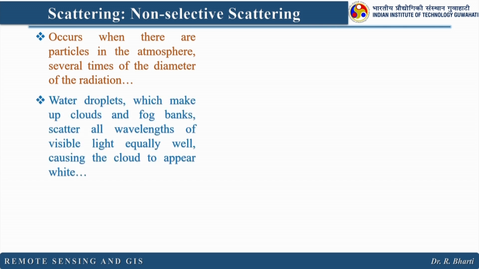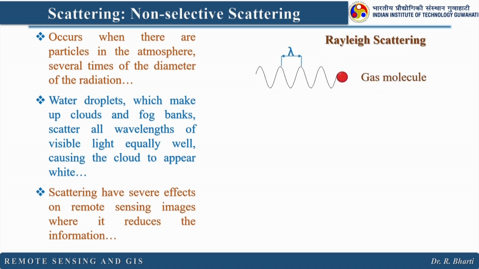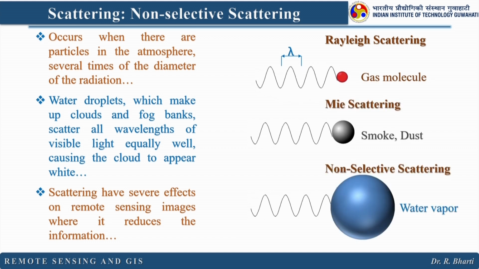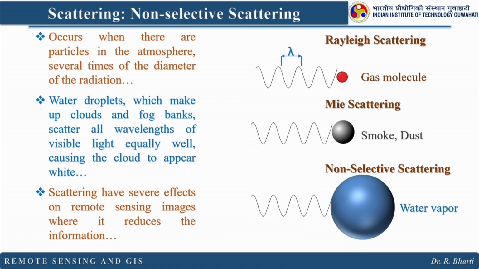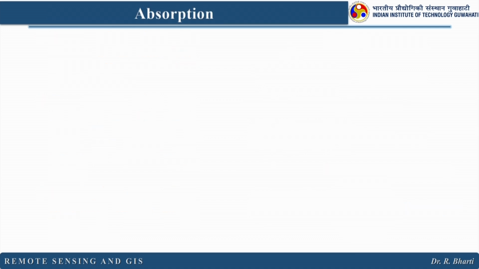Water droplets which make up clouds and fog banks scatter all wavelengths of visible light equally well, causing the clouds to appear white. Scattering has severe effects on remote sensing images, where it reduces the information. Here you can see the example of Rayleigh scattering and Mie scattering and then non-selective. So, this is to understand what is happening in scattering and the different types of scattering.